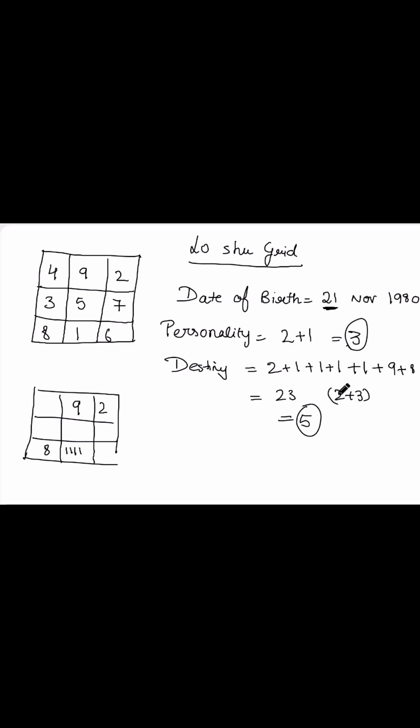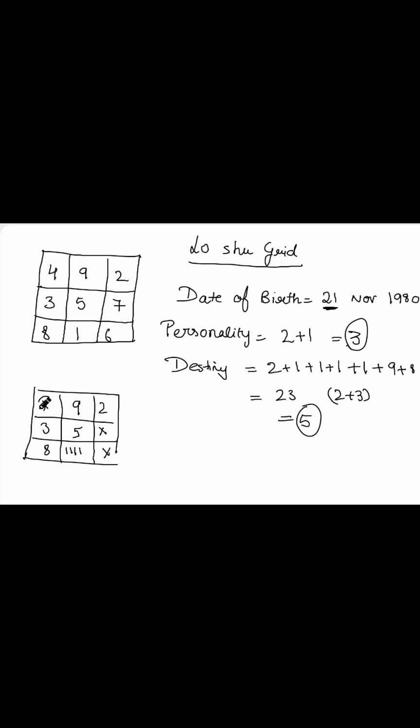And the 2 numbers which we got here are the personality number 3, which will come here, and the destiny number 5. So you see we have some blanks which are empty here. For everyone, there might be 3 numbers missing, 4 numbers missing, or 5 numbers missing. It depends from date of birth to date of birth. So this is how we make a Lo Shu Grid.